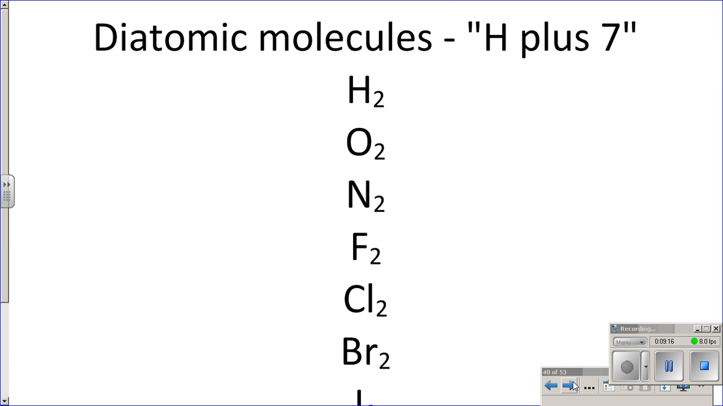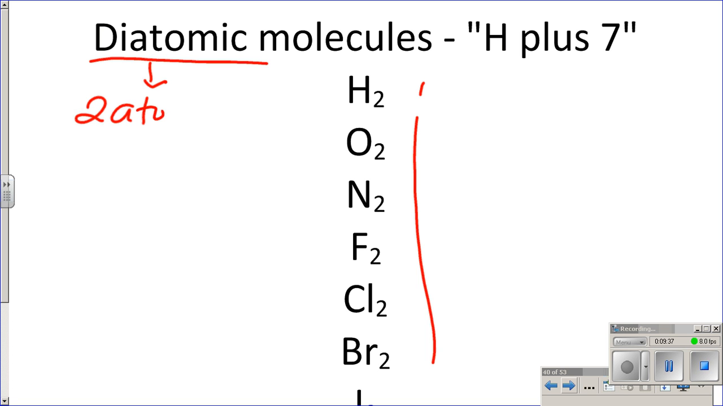You will start to see things that look like they're little mini-me's. They're twins, and they have to stick to each other. These are called diatomic molecules. You have to know these. So write down these diatomic molecules. What is this diatomic molecule thing telling you about the molecule? Two what? 2 atoms. So this diatomic means 2 atoms.